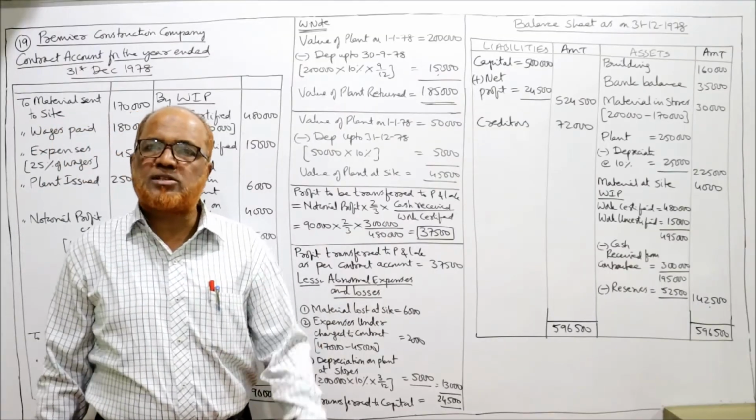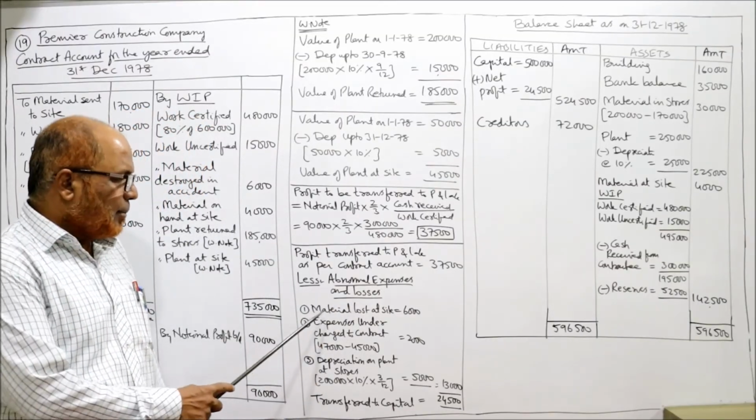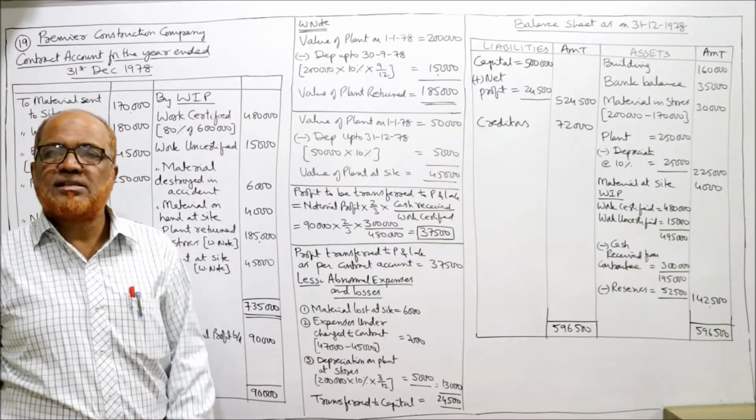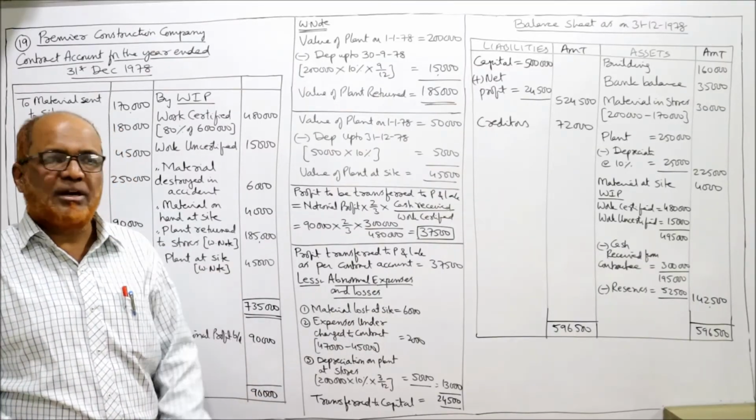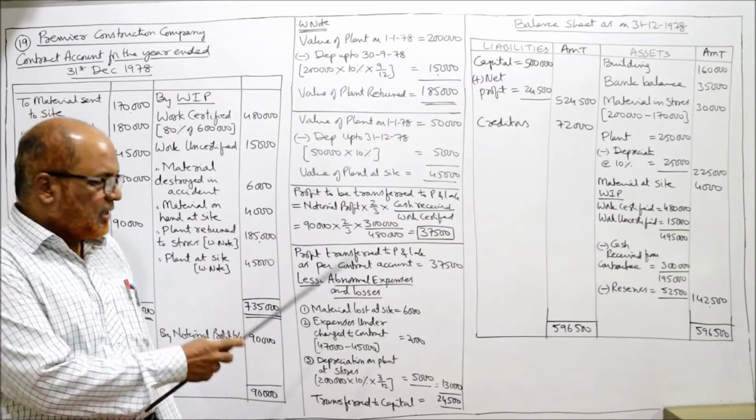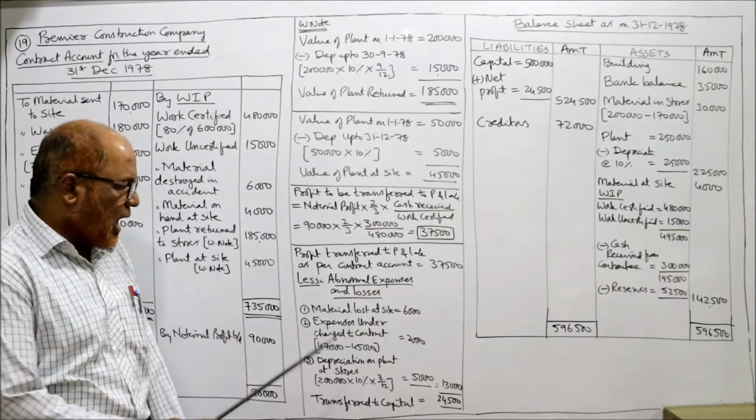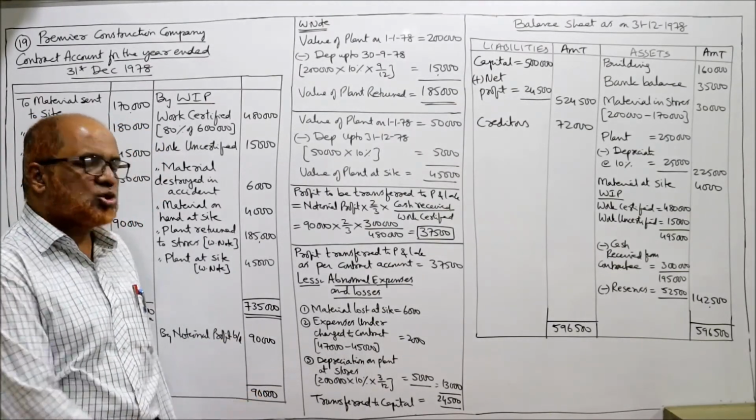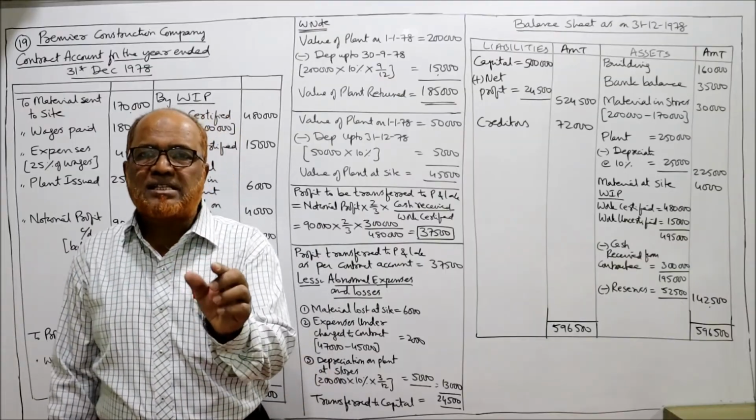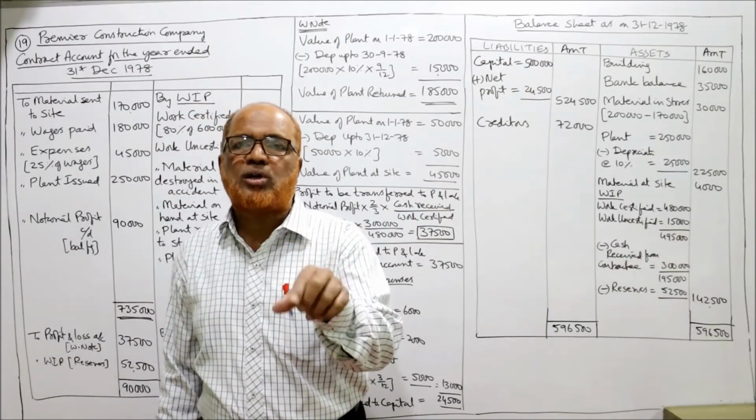अब abnormal expenses losses क्या है? First one, material lost at site. साइट के ऊपर एक एक्सीडेंट हो गया, मटेरियल लॉस्ट हो गया 6,000 रुपीज का, ये abnormal loss है, निकाल देंगे इसको. Apart from that, expenses undercharged to contract account.